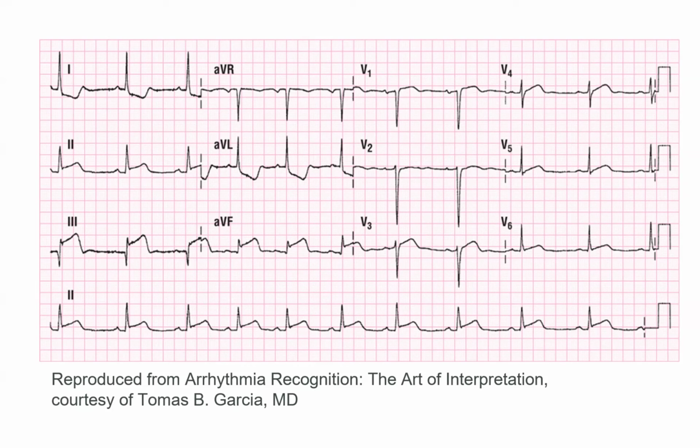Okay. Rate 300, 150, 100, 75, 60, like 58. So that is sinus bradycardia. Everybody good with that base rhythm being sinus bradycardia?